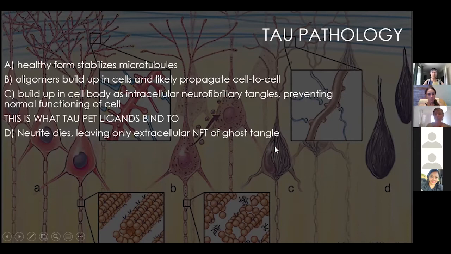So it then begins to build up in the cell body, these oligomers, and that's where we get the tangles, which prevents the normal functioning of the cell. So the cell is all clotted up with this neurofibrillary tau. It doesn't work anymore. And then later on, the neurite itself dies, leaving only what's called a ghost tangle. So it's kind of the residual of the tangle. And this is where we see the tau PET ligands attaching.